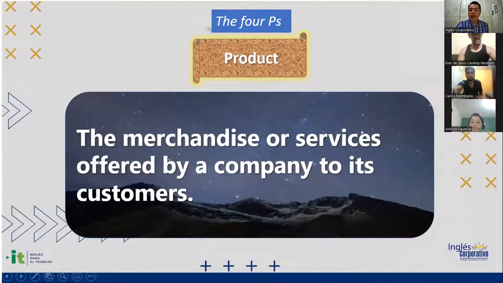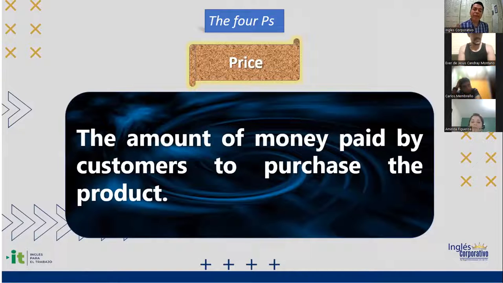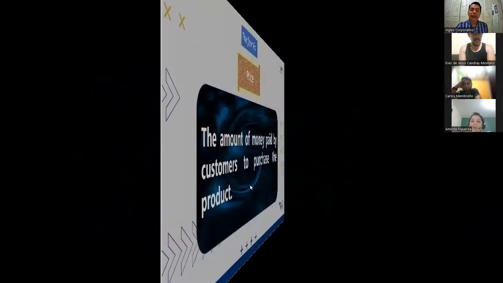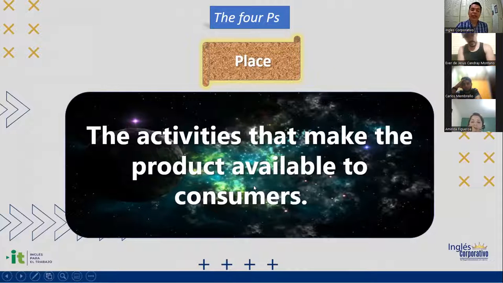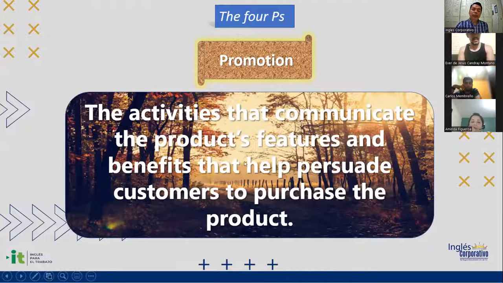So I'm going to remind you of the four P's before we start. First one, product: the merchandise or services offered by a company to its customers. The price is the amount of money paid by the customer to purchase the product. The place, or the distribution: the activities that make the product available, disponible, to consumers or to clients. Promotion: the activities that communicate the product's features and benefits and help persuade customers to buy the product. So these are the four P's in general, right?